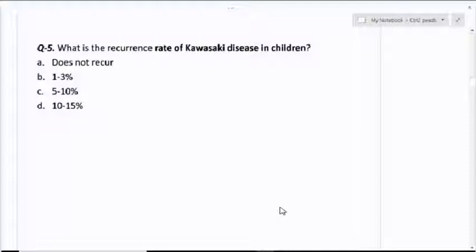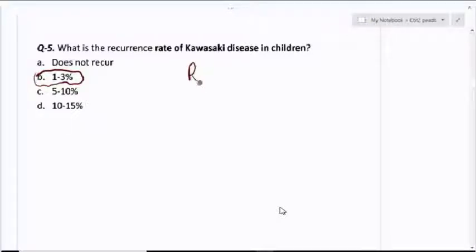This question is about the most common acquired heart disease. The most common acquired heart disease in children is Kawasaki's, especially in the developed world. And in the developing world, the most common acquired heart disease is rheumatic. Now, it rarely recurs. Only 1 to 3% of Kawasaki's recurs. So remember, Kawasaki recurs rarely.